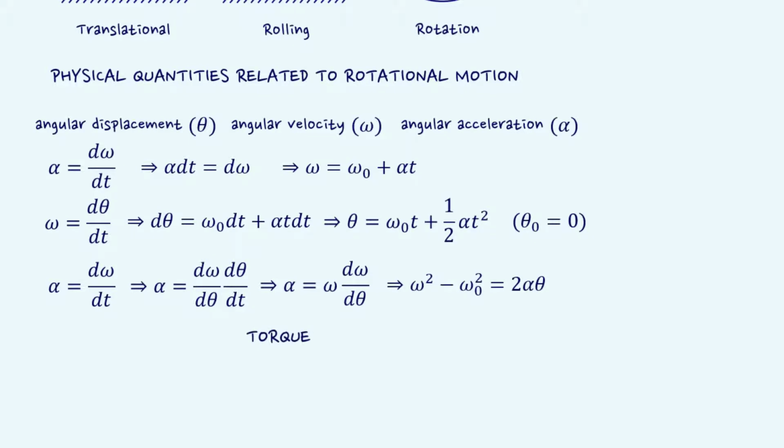Now let us move to our main point of focus, that is torque. Torque is the analog of force in the rotational motion. It is also described as the turning effect of force. Let us elaborate on this concept with the example of a wrench and a bolt system.